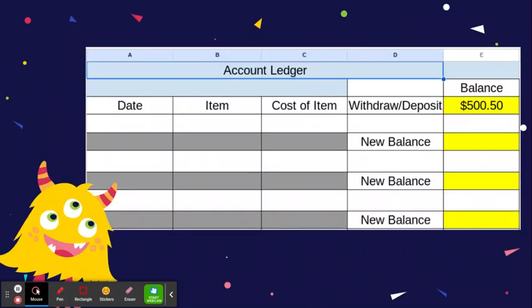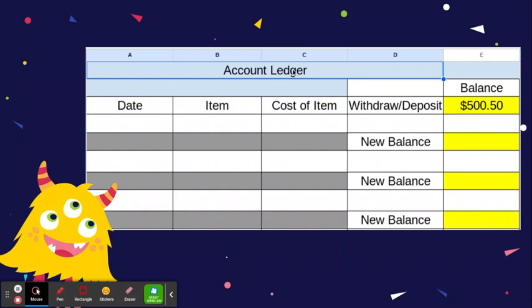So this is a direct connection to our mini society unit. You will have to fill out one of these account ledgers, so please make sure you're paying attention to this video. Let me explain the parts of the account ledger. An account ledger could also be called a budget sheet.